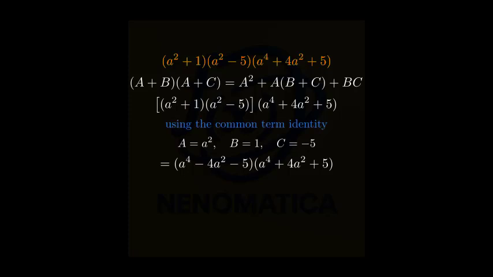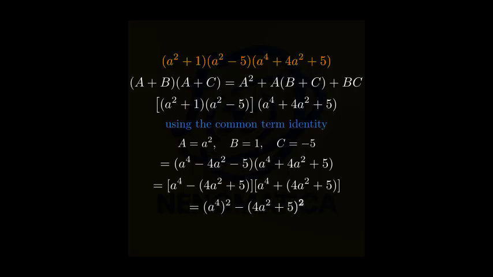Looking at our expression, we can recognize that we have a difference of squares pattern forming. Let's rearrange to emphasize this structure. We have a to the fourth minus the quantity 4 a squared plus 5, multiplied by a to the fourth plus the quantity 4 a squared plus 5. Now we can clearly see we have a difference of squares, which has the form a squared minus b squared, where a is a to the fourth and b is the quantity 4 a squared plus 5. Using the difference of squares formula, a squared minus b squared equals a plus b times a minus b.